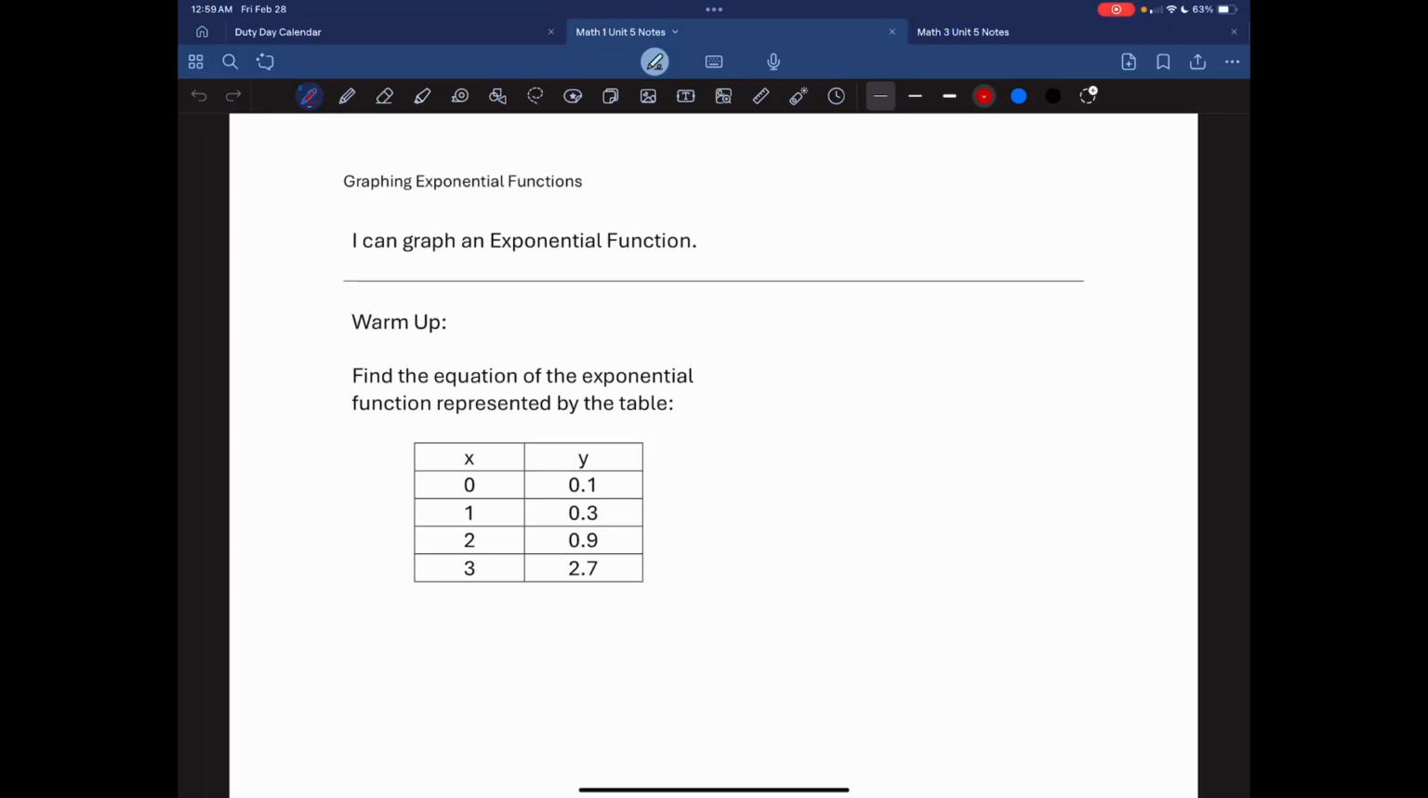All right, so this is going to be lesson 7 in our unit. This is going to be the last lesson, so please pay attention. Make sure you have all your notes completed because you're going to be getting ready for our test next week. Okay, so start with the warm-up.